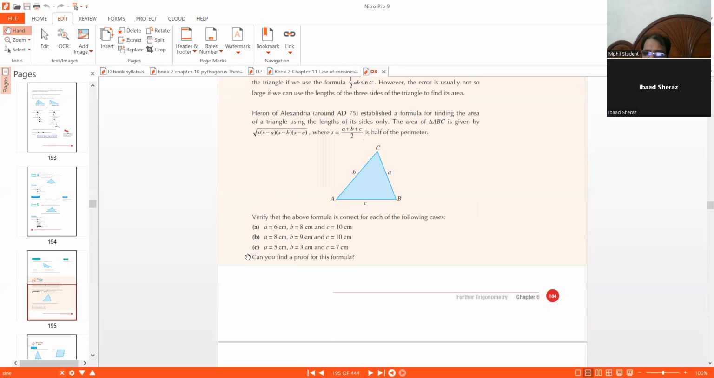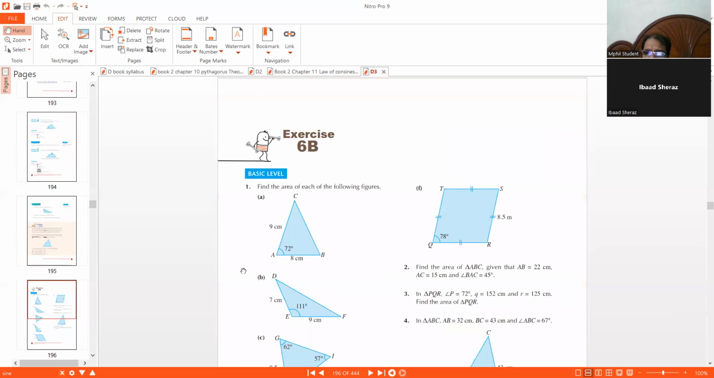So this is the third formula. And now over here, find the area of each of the following figures. So you have to calculate the area of this triangle. Which formula will you use? Half times 9 times 8, that's going to be 36 times sine 72.